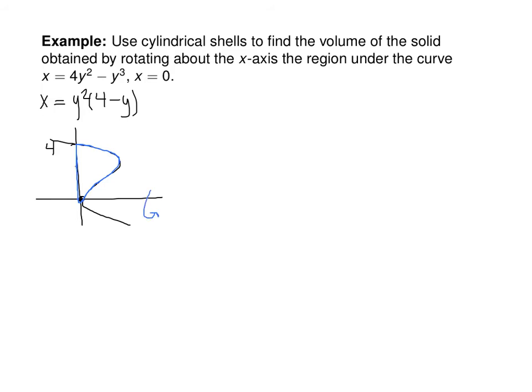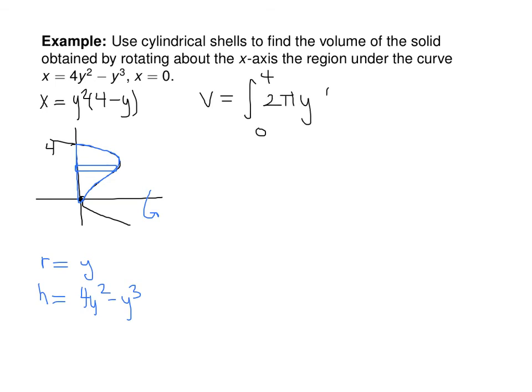So we slice parallel to our axis of rotation. My radius is equal to y, and the height of my curve, it's a sideways height, is 4y squared minus y cubed. And now the volume is given by the integral from 0 to 4, so think circumference, height, thickness. So 2 pi y, there's your circumference. The height is 4y squared minus y cubed. The thickness is dy.